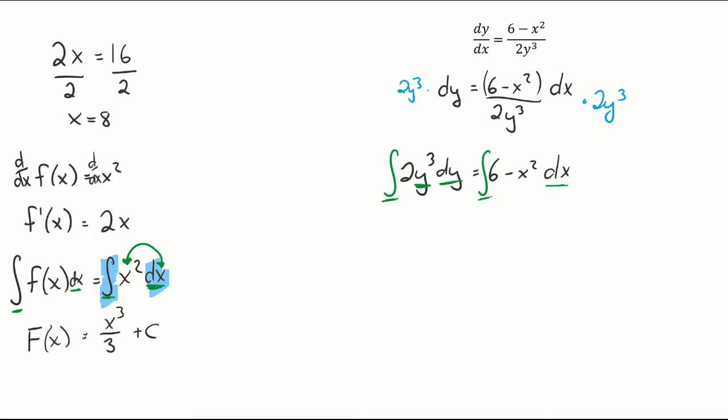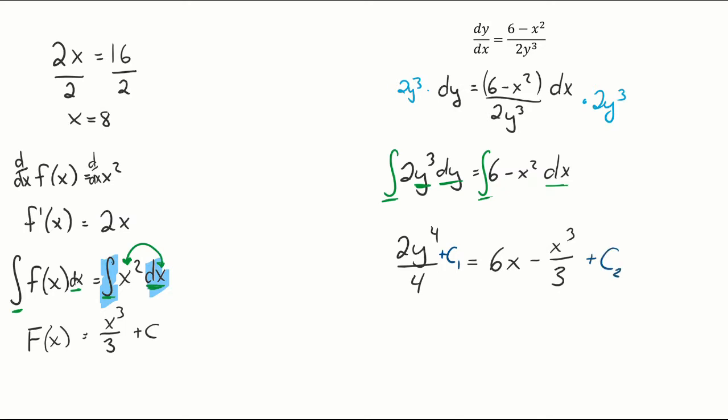Okay, so what this looks like then is a couple power rules. On the left side, I'm adding 1 to my exponent and then dividing by that number. On the right side, a couple power rules, 6x minus x cubed over 3. But remember, we're taking an indefinite integral, so I have plus c's. But here's what I want to say. We only need 1 plus c on the right, because technically on the left I can add plus c sub 1. On the right, I'll call it plus c sub 2.